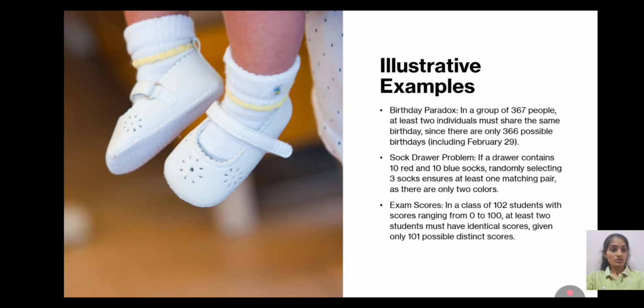Exam scores. In a class of 102 students with scores ranging from 0 to 100, at least 2 students must have identical scores, given only 101 possible distinct scores. This ensures at least one matching pair.